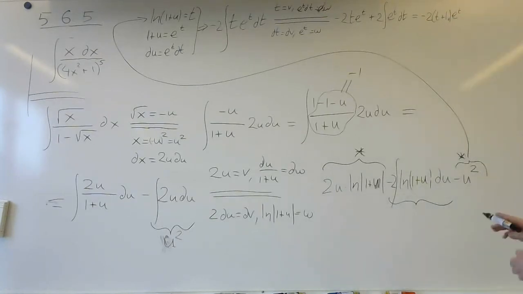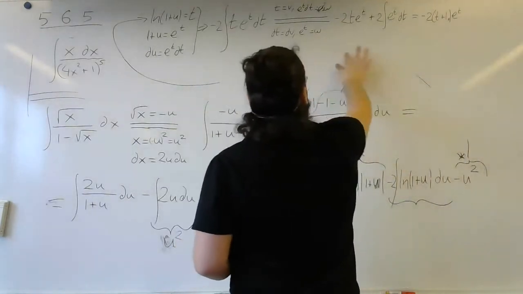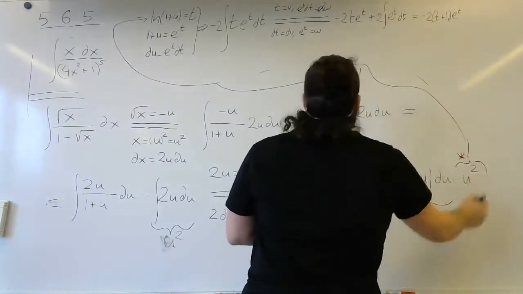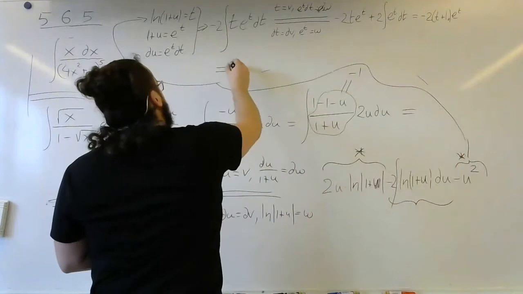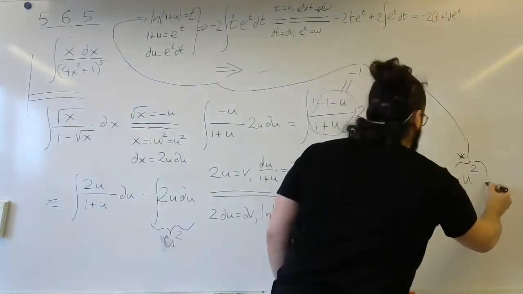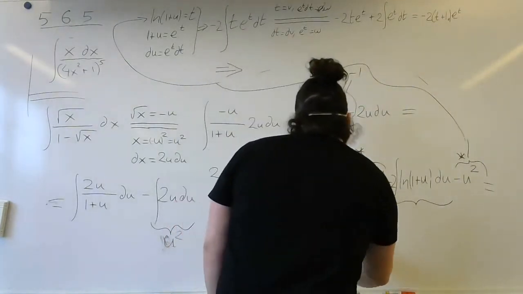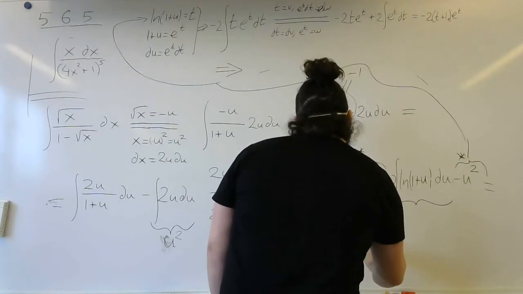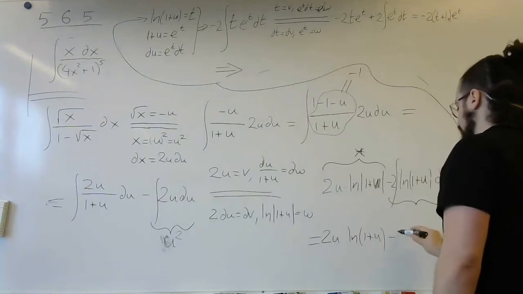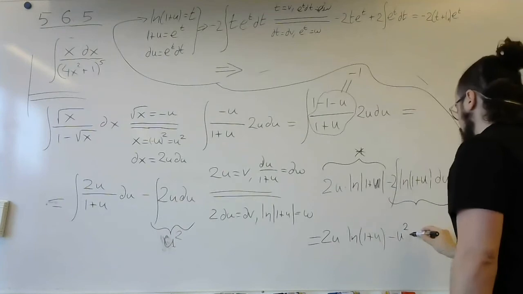So the full value of our integral, I'm going to delete this arrow to make everything a little bit more visible and draw something here. Our integral, this thing right here is equal to u logarithm of 1 plus u minus u squared and minus this thing right here.